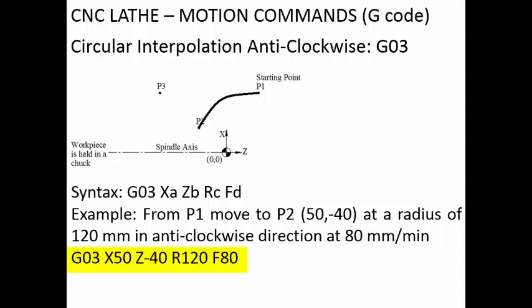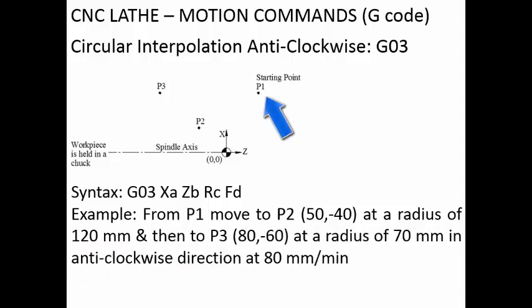So when the controller reads this particular block, wherever the tool may be, P1 is here, or P1 can be somewhere else, it will come to the point P2 in the counterclockwise direction. The radius of the particular path will be 120 millimeter and the tool will be traveling at a rate of 80 millimeter per minute. So why again is it called circular interpolation? Because from the starting point to the end point, the controller will compute a set of points. So the interpolation is not straight, it is circular. It has to compute the circular path, so we call it circular interpolation.